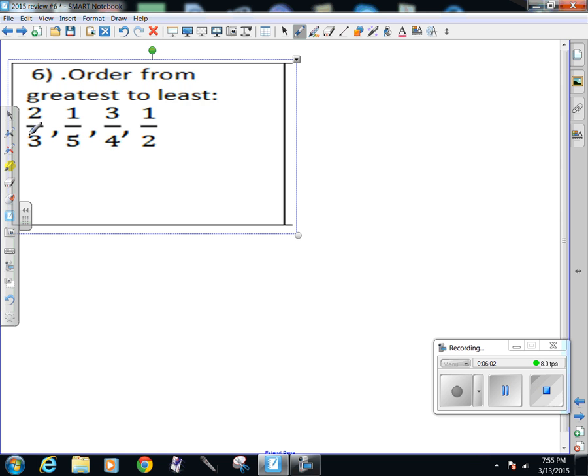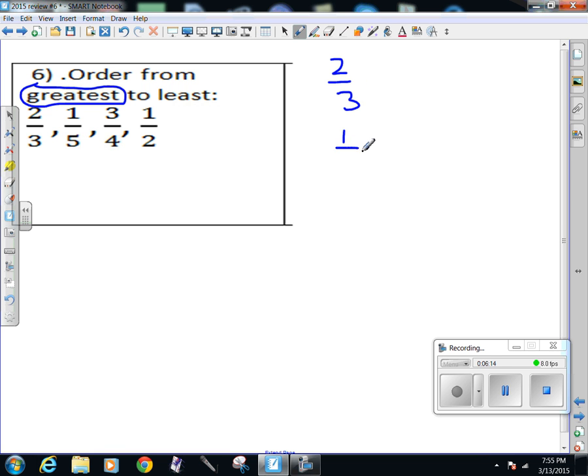Order from greatest to least. All right, so greatest to least. The first thing I've got to do is I've got to look at these fractions. So I've got 2/3, 1/5, 3/4, and 1/2. All of these numbers can divide into 60, so I'm going to make a common denominator. There might be a number that's lower, but 60 just came into my head.